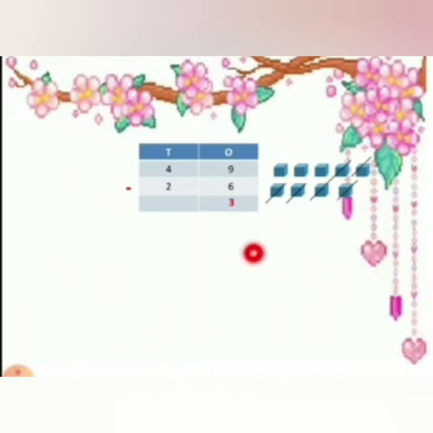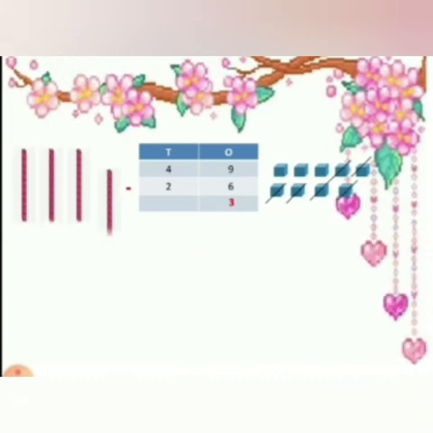Now let's go to the tens column. The first number is 4. And we have to take 2 away. So let's start. 1, 2, 3 and 4. How many we have to take out? 2. So 1, 2. We have taken out 2 from here. So 4 minus 2. 1 and 2. The answer is 2. 4 minus 2 is equal to 2.